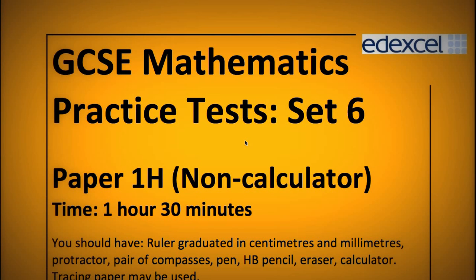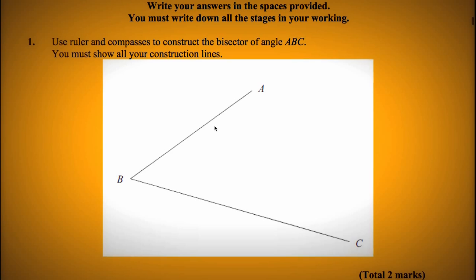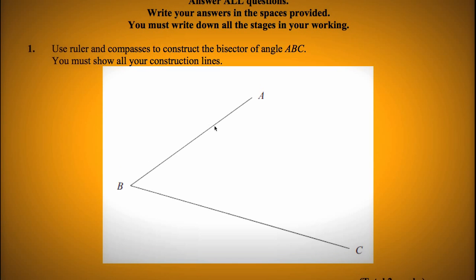This is the Edexcel practice test set 6, non-calculator paper, Paper 1H. First question in this is a constructions question. Use ruler and compasses to construct the bisector of angle ABC. You must show all of your construction lines, meaning I have to leave the arcs in for that.